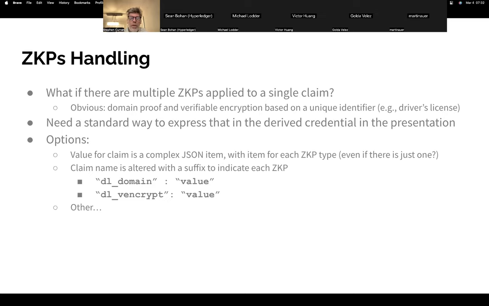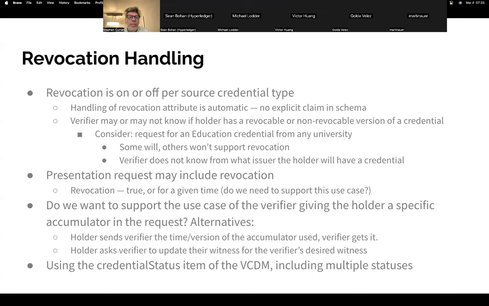Okay, so that's the main issue. And so the idea is we would have a complex JSON item, which we would define and say, okay, here's what the potential values are. So you've got a name value pair for each potential type of ZKP that would be there. And we would put that in. And anything selectively disclosed is just disclosed. Okay, that helps.